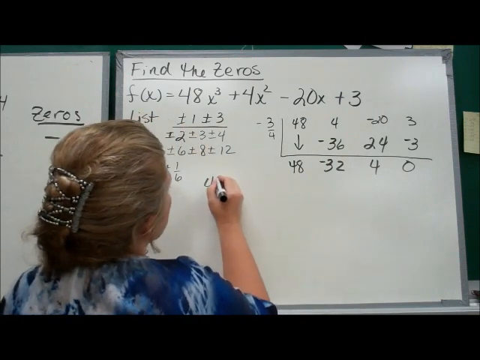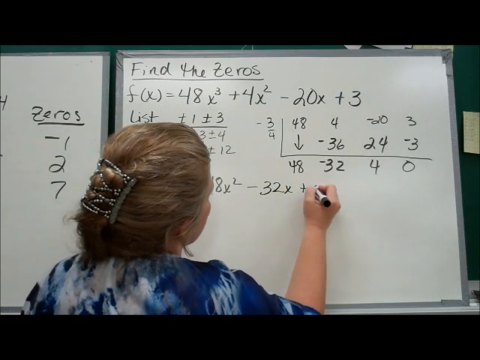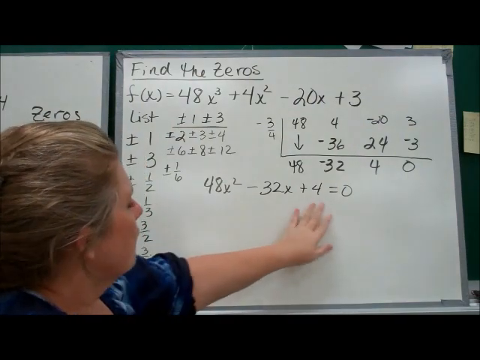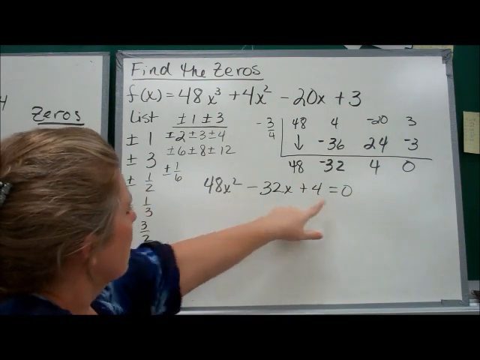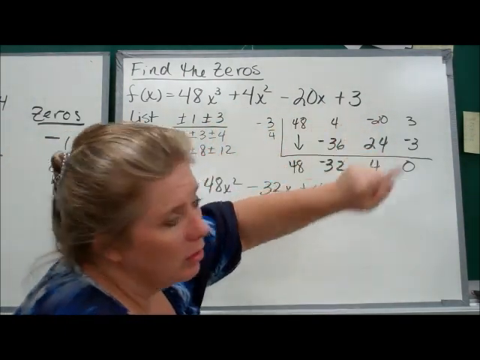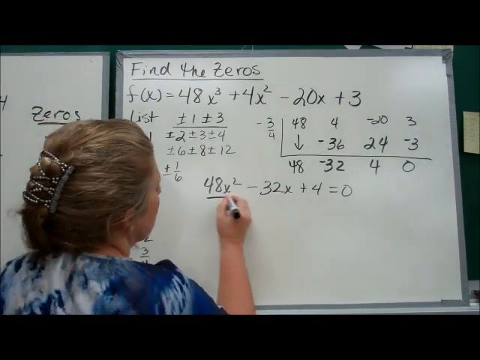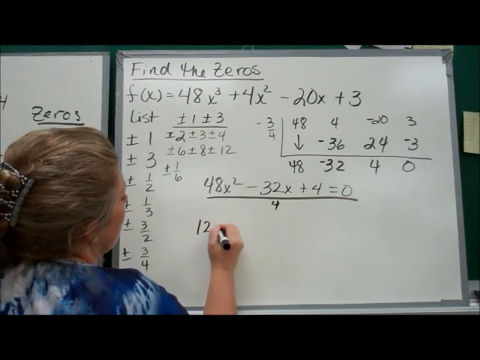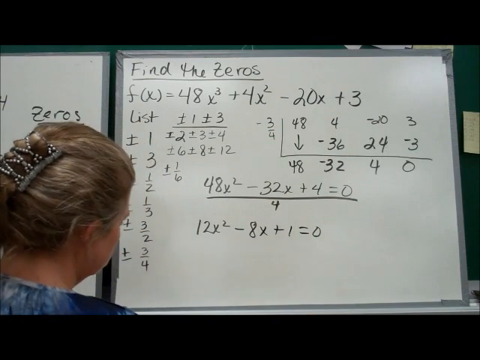And that left us with 48x squared when we do this division, minus 32x plus 4. And now we set that equal to 0. And now let's see if we can factor this out. But first of all, first thing I see here is, oh, these are all divisible by 4. 4 was not a greatest common factor of our original polynomial, but of this one it is. So here I can divide everything by 4. So when we divide everything by 4, that's going to leave us with 12x squared minus 8x plus 1 equals 0.